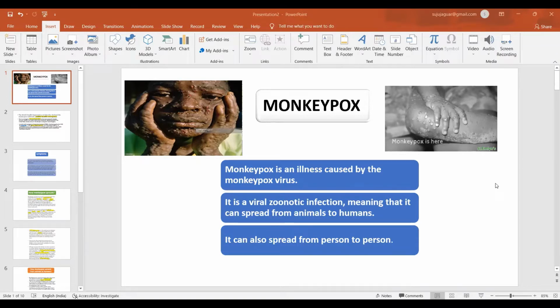Today's topic is about monkeypox. So without wasting much time, let's see what causes this virus, what are its symptoms, and how we should deal with it. So guys, monkeypox is an illness caused by monkeypox virus. It is a viral zoonotic infection, meaning it can spread from animals to humans, and it can also spread from person to person.